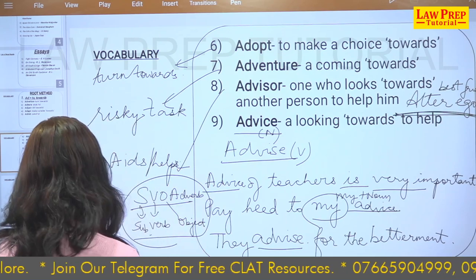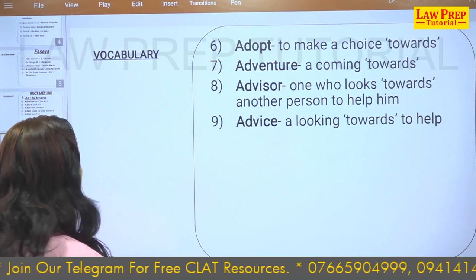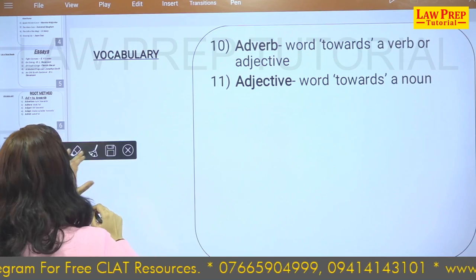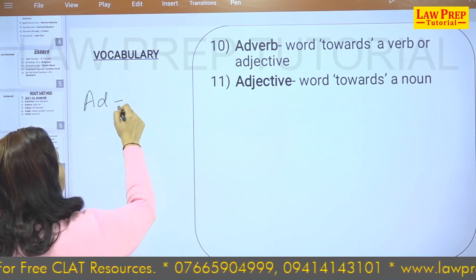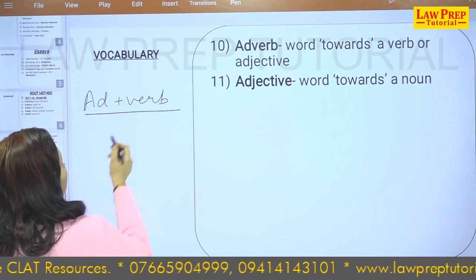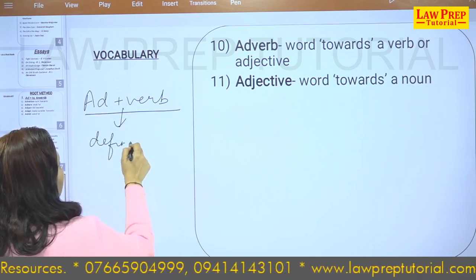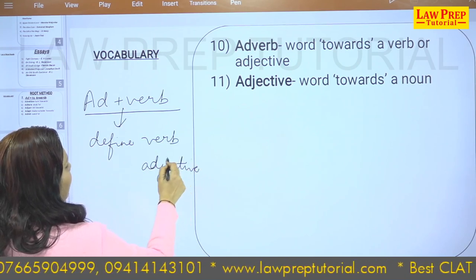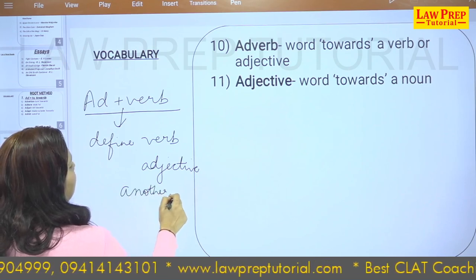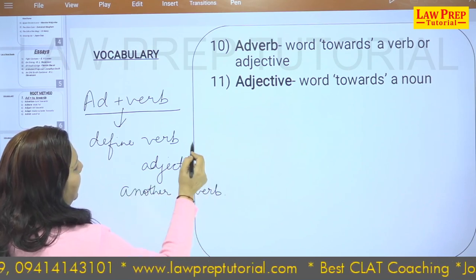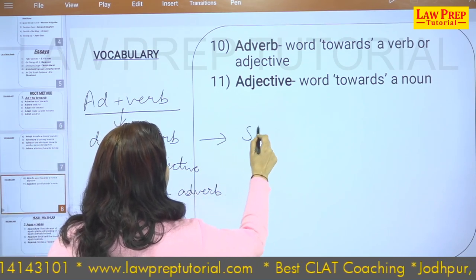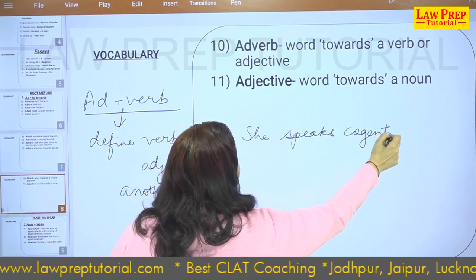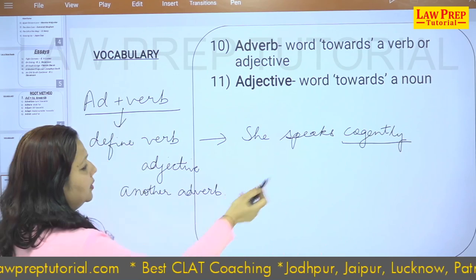Very good. Okay, moving to our next words. Just two more simple words, adverb, framed by the root AD and verb. Ad plus verb is adding meaning to the verb. Adverbs define a verb, adjective or another adverb. For example, she speaks cogently. Now, this is an adverb. This is describing the verb.